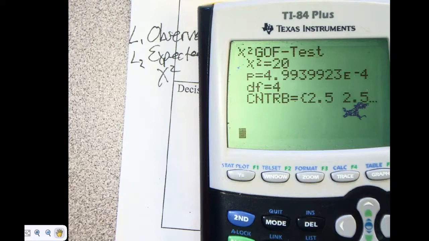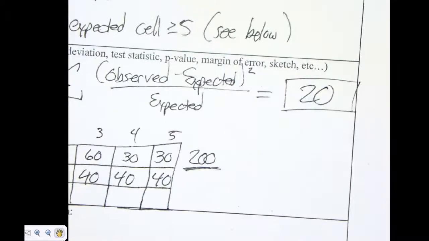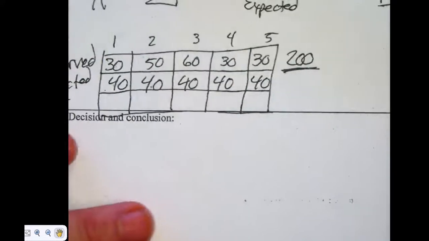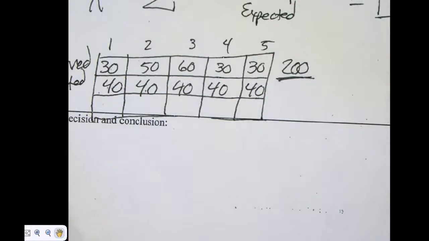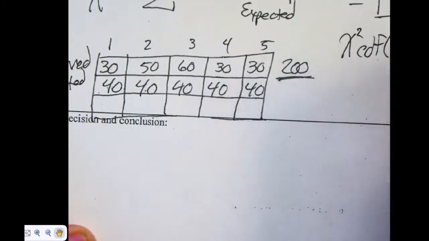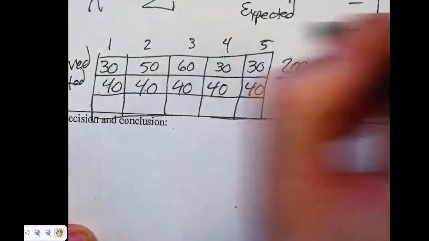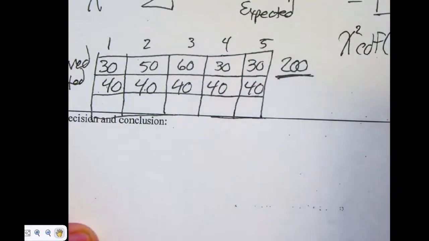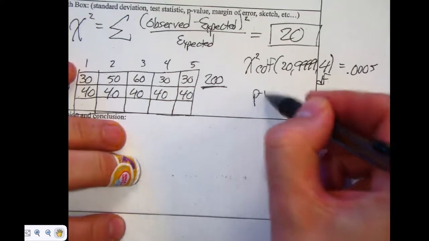A couple things here. The overall value of chi-squared is 20. So we can go to our sheet and I'm going to put 20 right there. It also gives us the p-value. So how do I find p? I'm not actually going to find it, but what do I write out to make them think I'm finding the p-value? Chi-squared CDF 20, comma 9999, comma 4, and then label that as degrees of freedom. And that is 0.0005. The p-value is 0.0005.